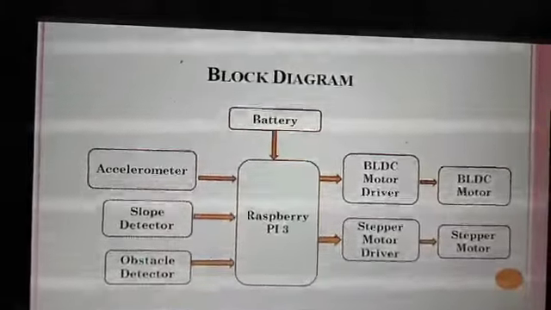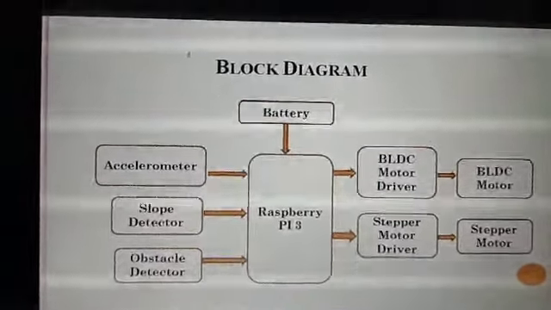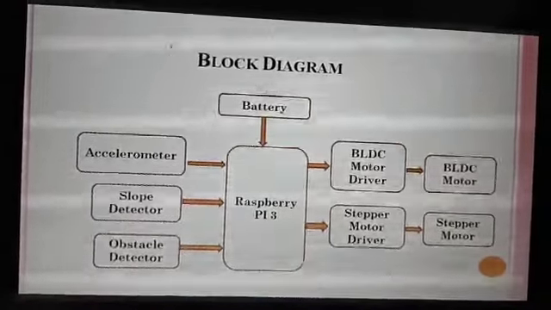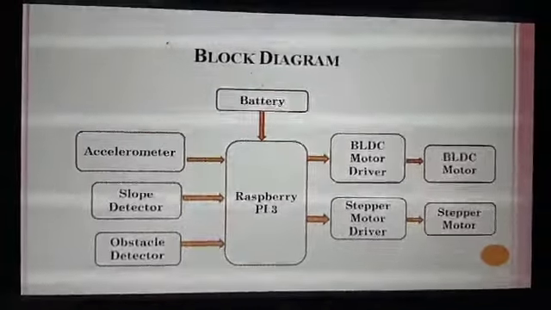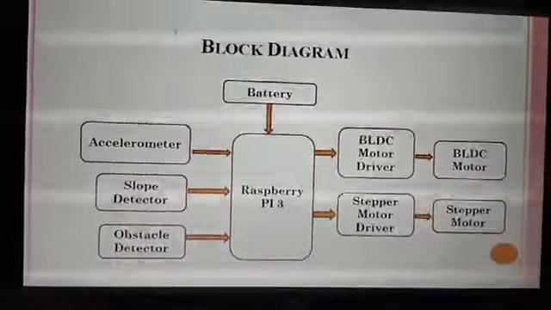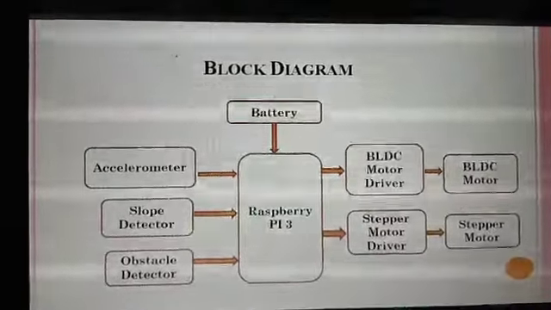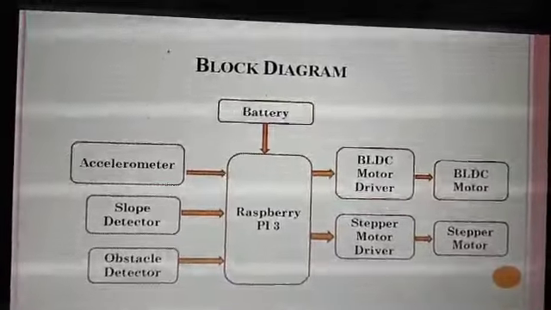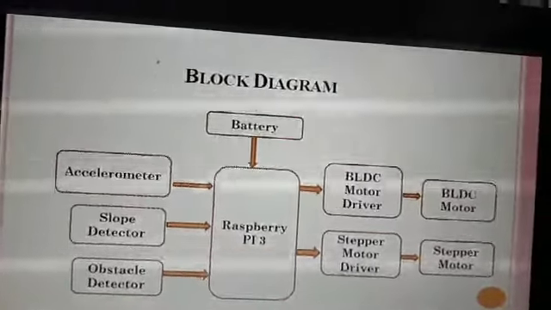Here is the block diagram of the proposed system. There are three inputs: the accelerometer sensor, which senses the direction of the head; the slope detector, which senses the slope of the surface; and the obstacle detector, which senses any obstacle in the path of the wheelchair to reduce accident probabilities. The main controller is a Raspberry Pi 3, and the battery is a 12 volt 7 ampere-hour battery, which provides power supply to the system. There are two motors, a BLDC motor and a stepper motor. The stepper motor is used for direction control and the BLDC motor for speed control.